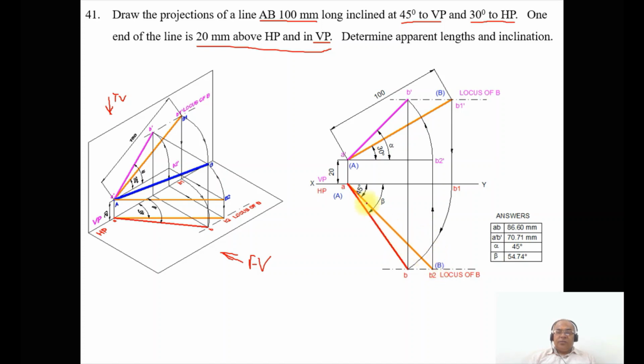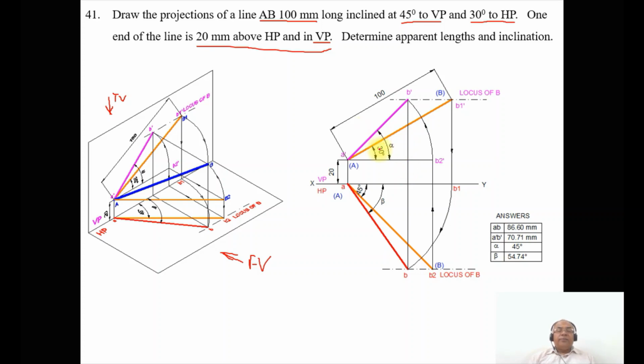So since it is the true length line, obviously that line has to be parallel to xy in the front view. So A dash is above HP by 20 mm. Therefore, B2 dash should also be above HP by 20 mm only. Then only the line is parallel to xy. So we are projecting this directly onto that line, so that A dash B2 dash is a horizontal line, which is above HP by 20 mm.